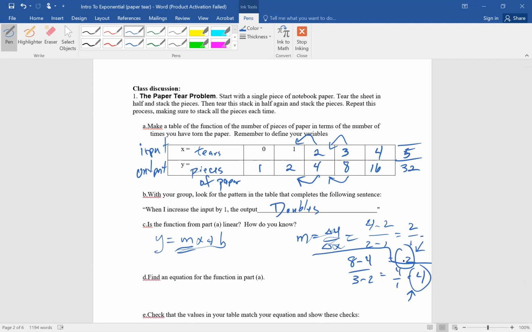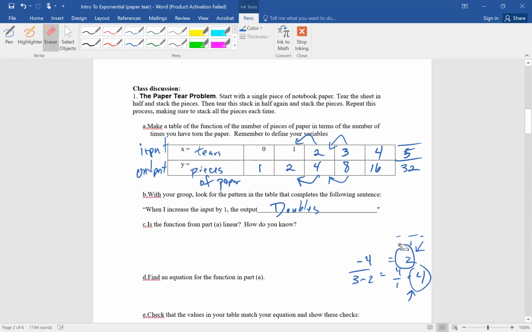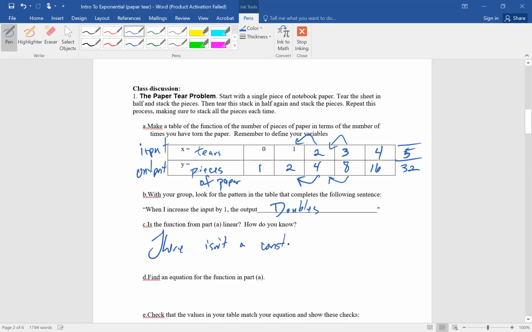So just remember that. And if I went ahead and erased that information, so you know it's not linear, the answer to that is because there's not a constant average rate of change, or it's not the same slope everywhere. So that's what you need to write for part C. Is the function from part A linear? No. There isn't a constant average rate of change. That just means there's not the same slope everywhere.